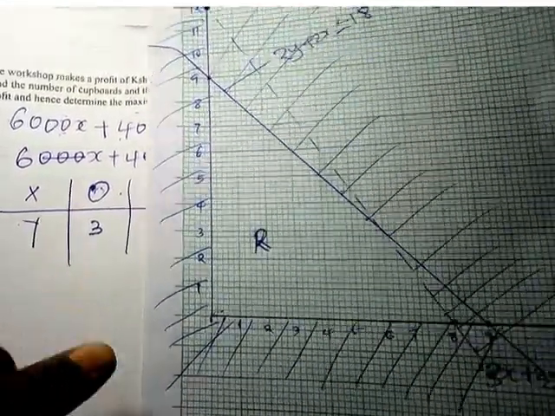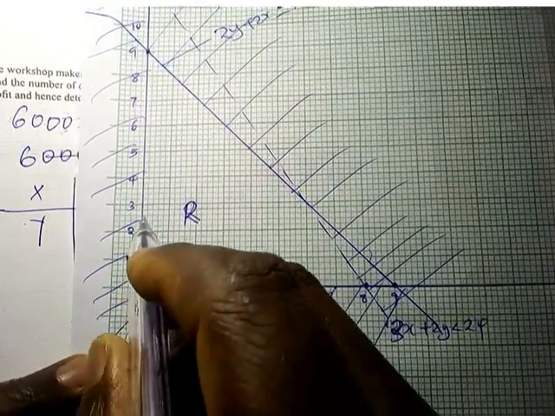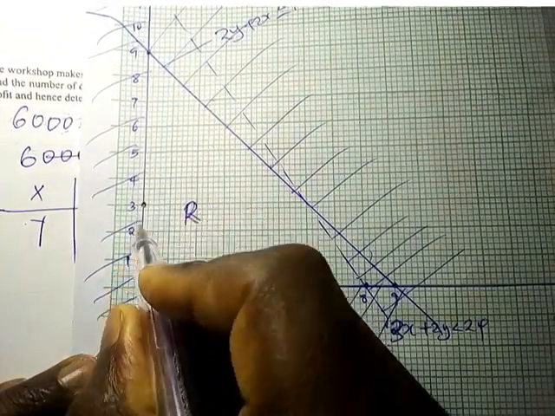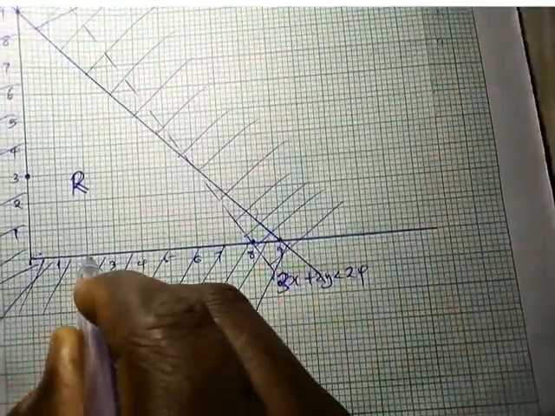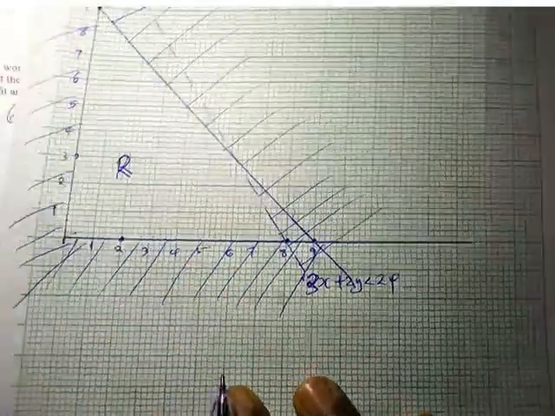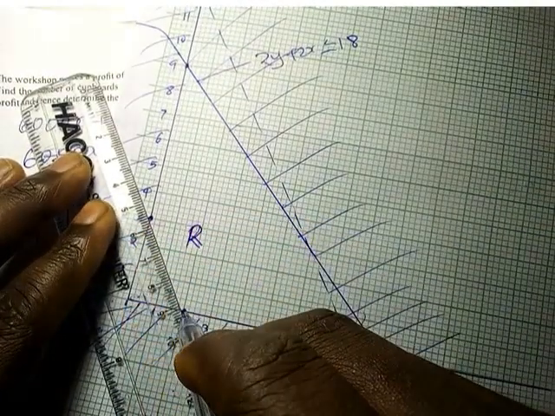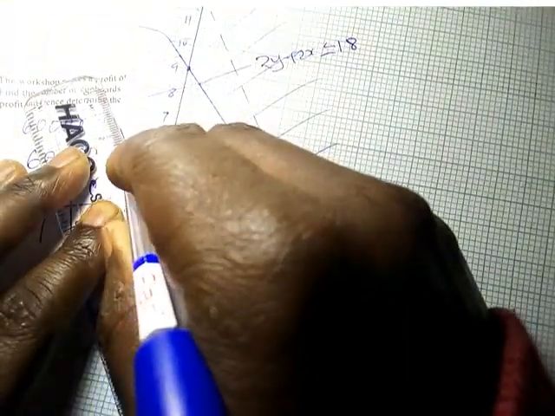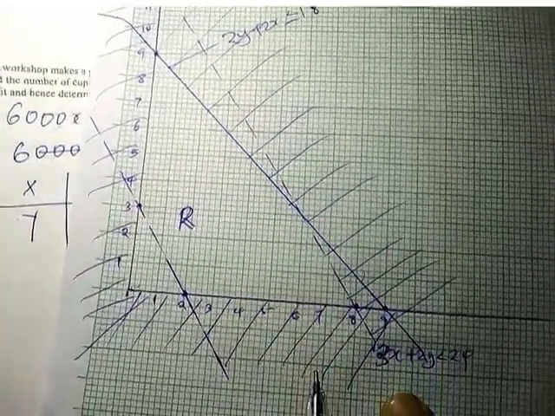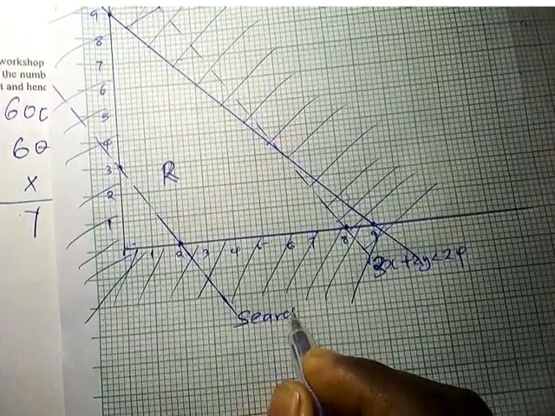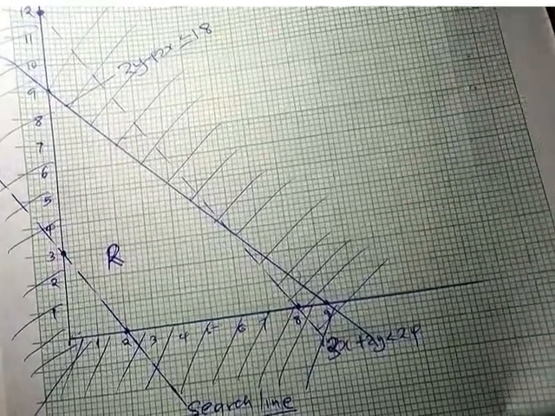x is 0, y is 3 here. And then x is 2, y is 0 here. You draw a dotted line. And this is what we call our search line. This is the line we will use to optimize or to maximize.